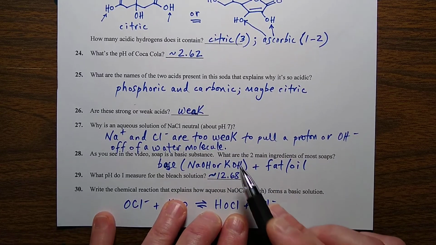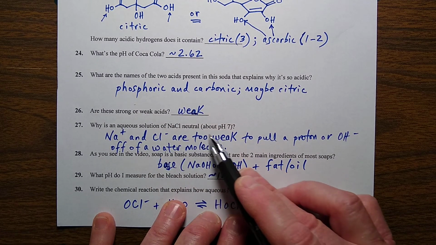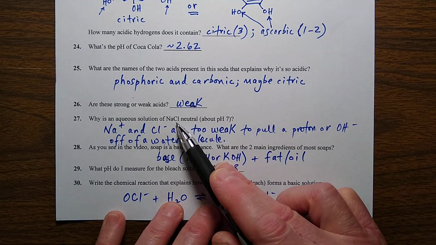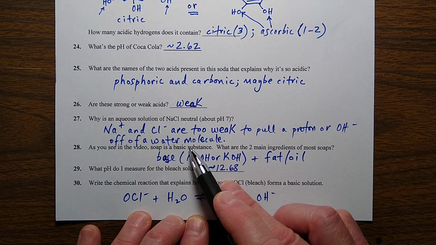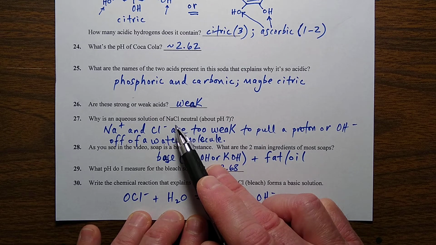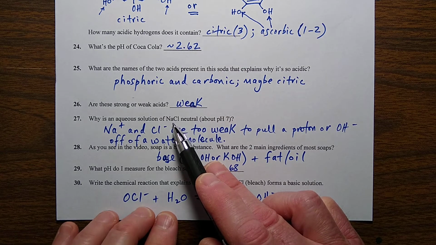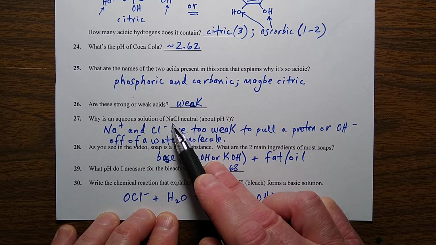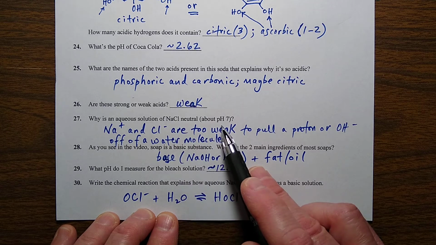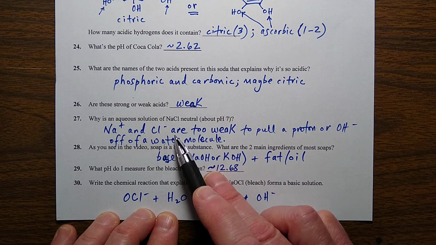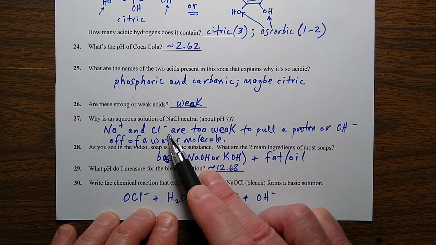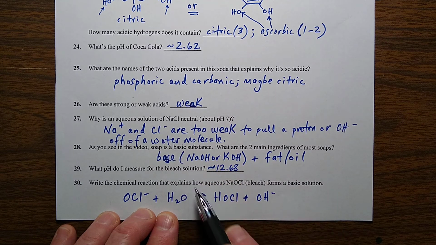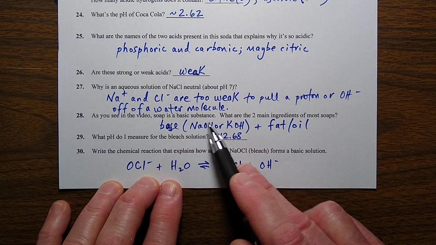These are weak acids. Why is an aqueous solution of sodium chloride neutral? It's because sodium ions and chloride ions are too weak to pull a proton or hydroxide off a water molecule. Sodium chloride is made when you take NaOH and HCl, a strong base and strong acid, and they neutralize each other. You get sodium chloride and water. You get a neutral solution. So you can only get an acidic or basic solution when you have a salt created from a weak acid or a weak base.